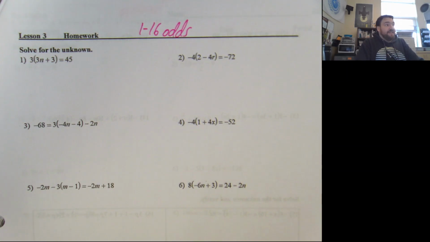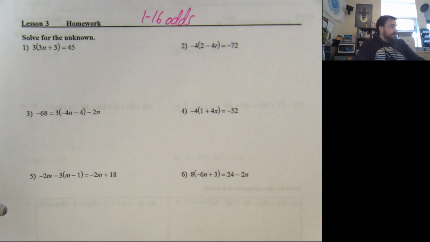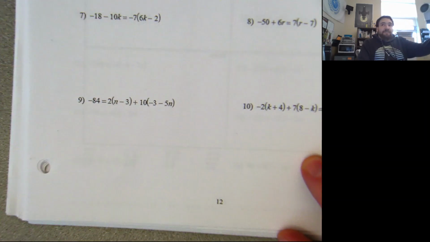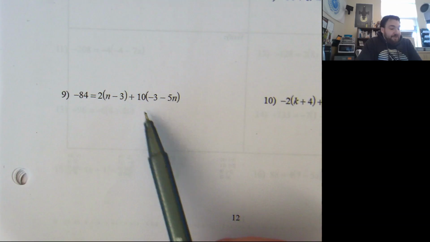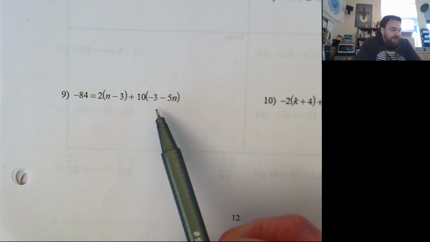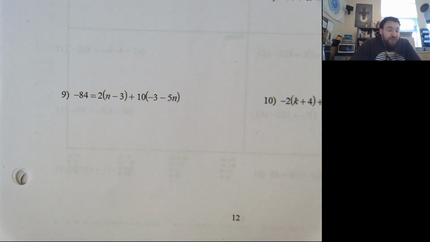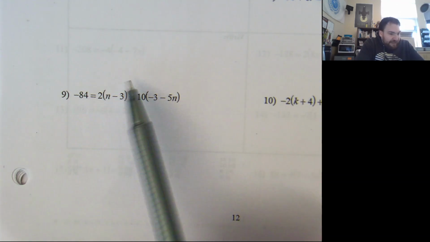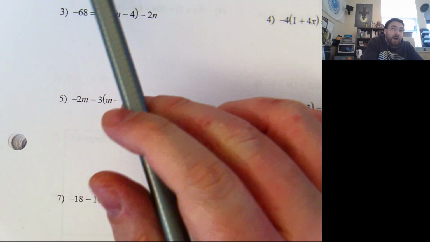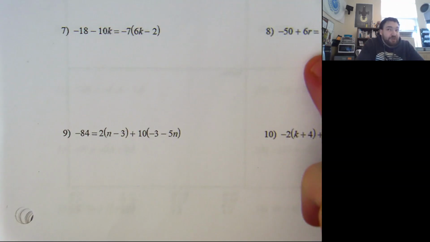Is there any questions from what I assigned yesterday that anyone would like me to go over? Yes. Number 9. So here is number 9. Negative 84 equals 2 bracket n minus 3 plus 10 bracket n, negative 3 minus 5n. So first step on a question like this is to distribute, because we've got multiple things going on being multiplied here. We don't have just one little thing that we could easily divide like we would in question 1, for example. So we have to distribute here.